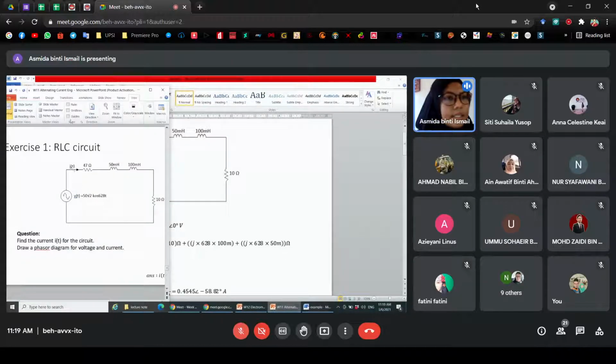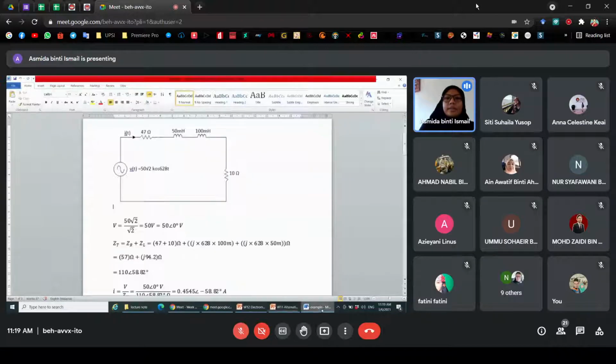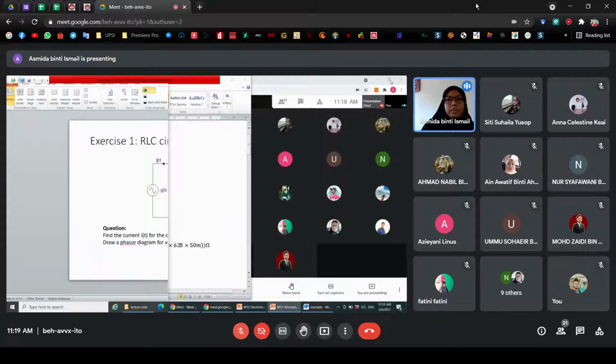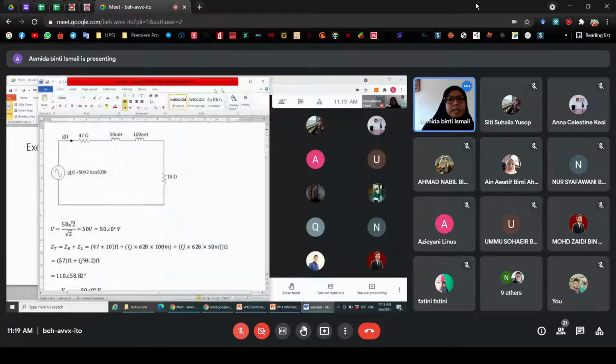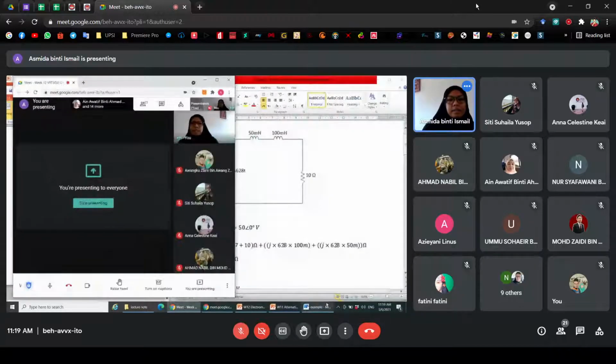You can see here exercise 1. Okay, this is for exercise 1, RLC circuit. Okay, and this is the example for exercise 1. Okay, the question is, saya letak sebelah-sebelah. Awak boleh nampak tak ni?